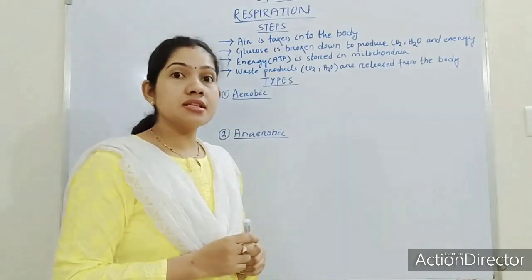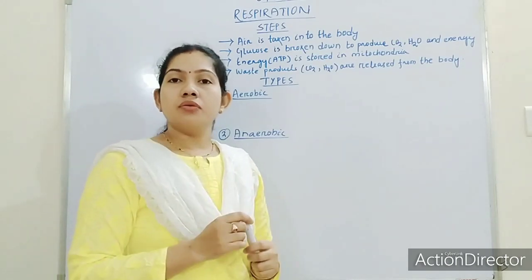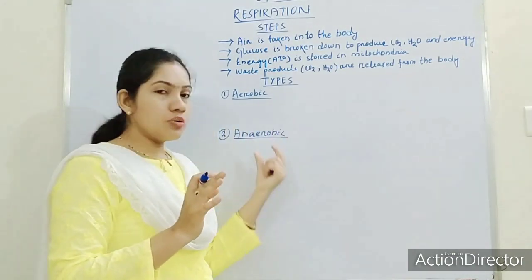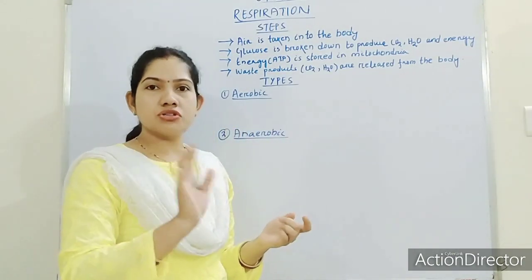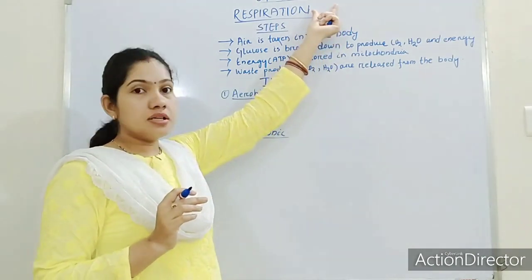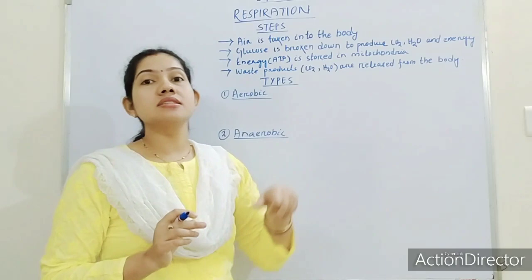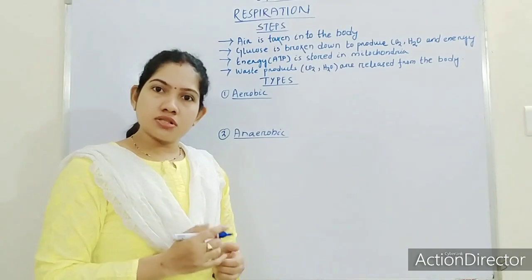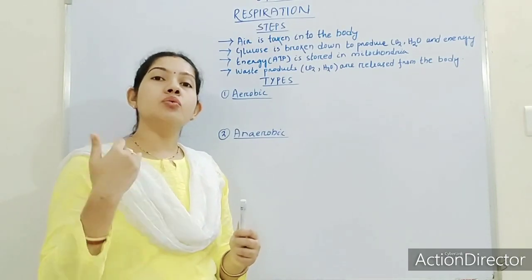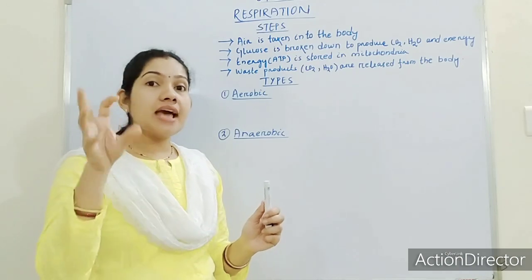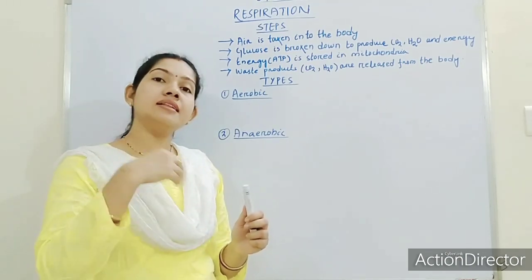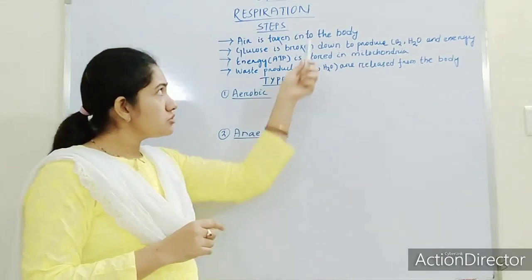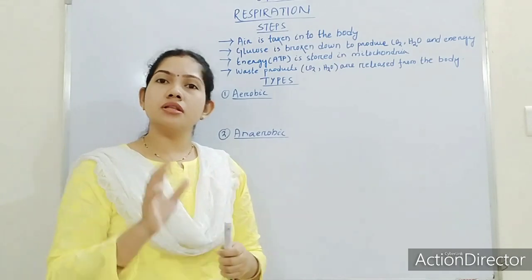So respiration, we can write the word equation for respiration. Later on, in aerobic and anaerobic respiration, we will go for the word equation and chemical equation. So here only the definition we can write. Respiration is the breaking down of glucose in the presence of oxygen to release carbon dioxide, water and energy. That energy is utilized by our body, and the carbon dioxide and water are released out of the body. There are some steps involved in the process of respiration.